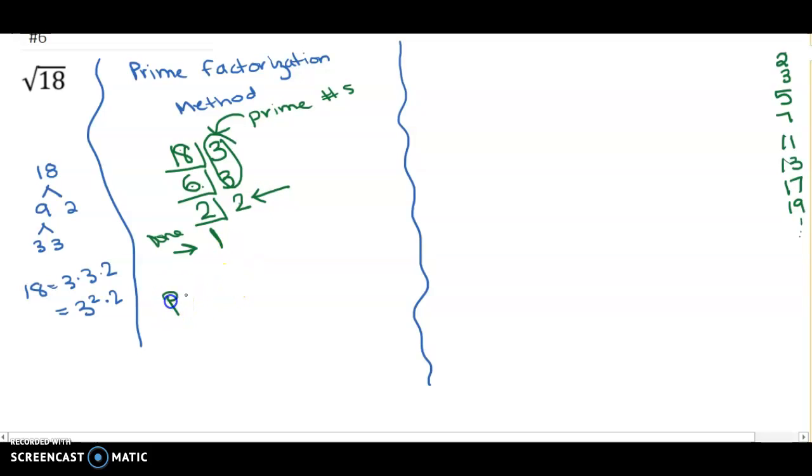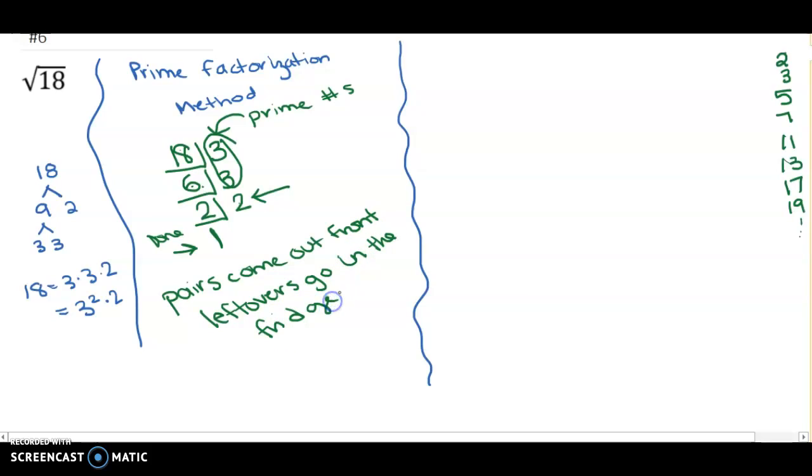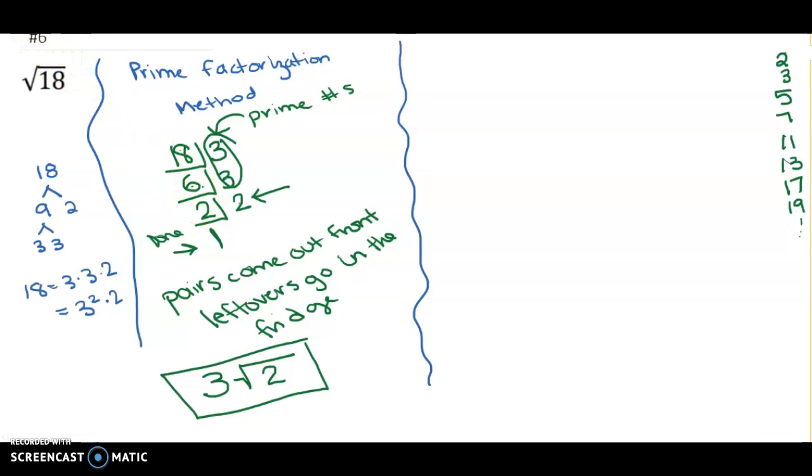So I say pairs come out front. And then I like to think of this in terms of dinner. I can say leftovers go in the fridge. Okay, so when I say pairs come out front, I'm going to bring this out front, and leftovers go in the fridge. I'm going to call my square root bracket the fridge. The square root of 18 simplified completely is 3 square root of 2. This is the method that I like to use. In most of these videos, I will use this method.